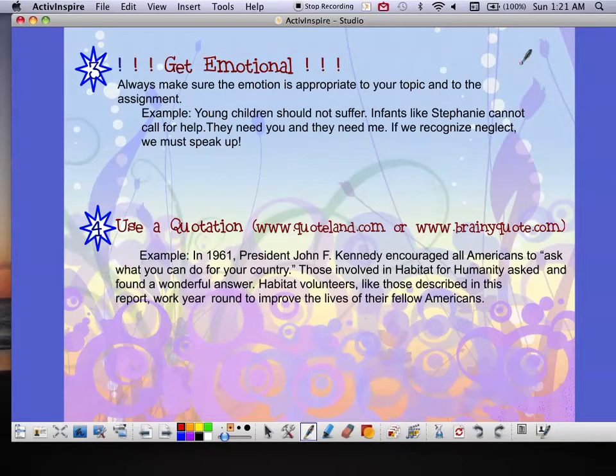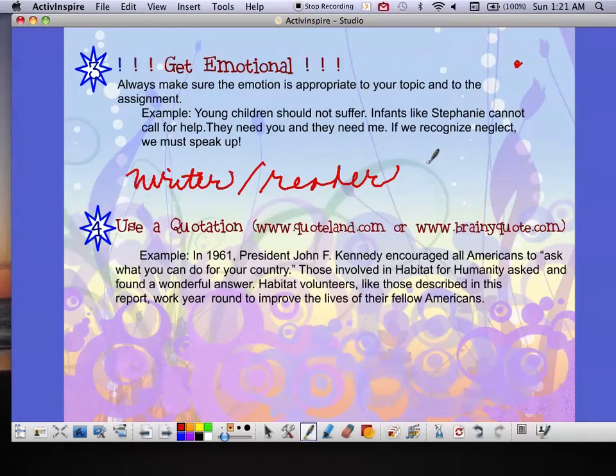A third way is to get emotional. And this means a couple of things. This means to show emotion as the writer. If you're passionate about something, your conclusion is where that passion can come through. But you also are thinking about ways to pull emotion or passion out of your reader. Remember that the emotion needs to be appropriate to your topic. Kind of like with the Gecko commercial where he gets so passionate about the flat tire.